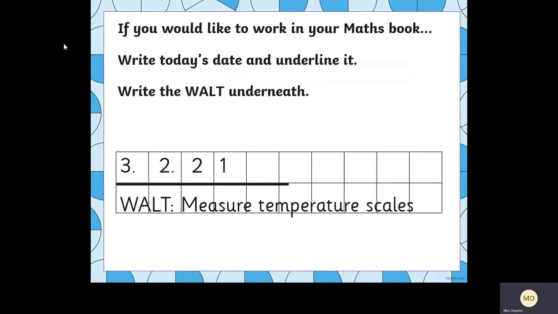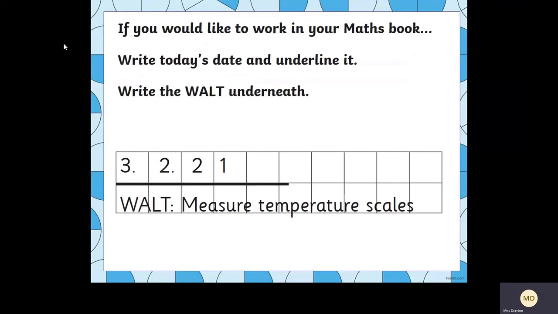If you would like to work in your math book today, write today's date and underline it, and then write the WALT underneath. We're going to carry on our measuring work. So we've done length, we've done mass, done capacity. Today we're going to think about temperature.